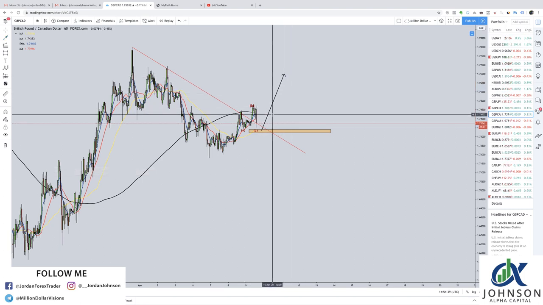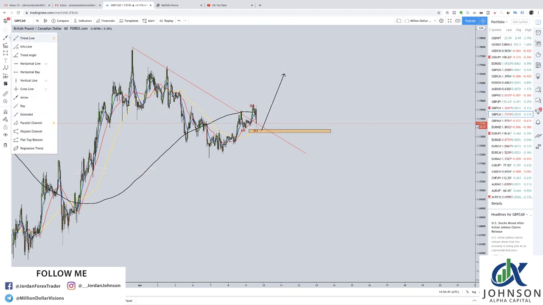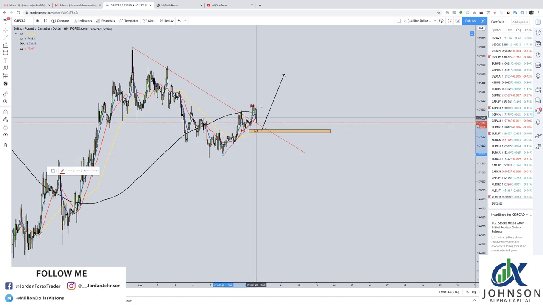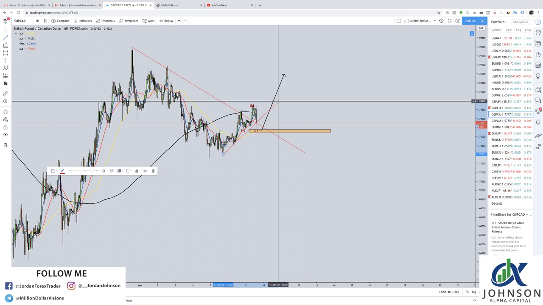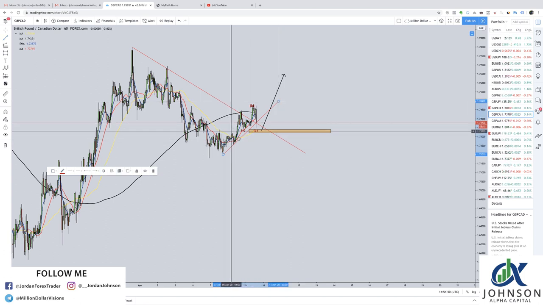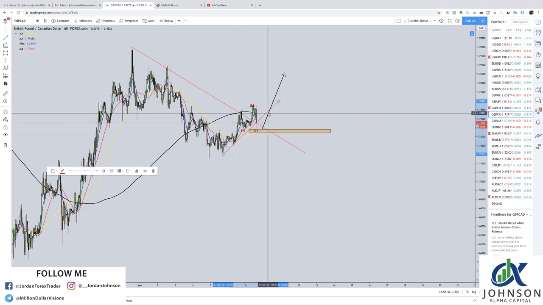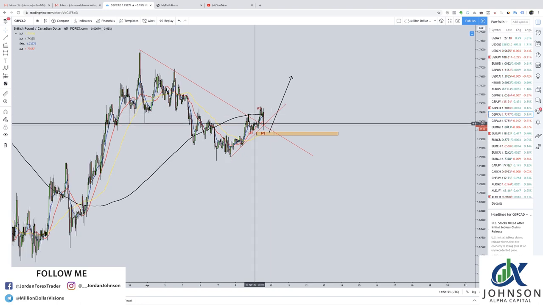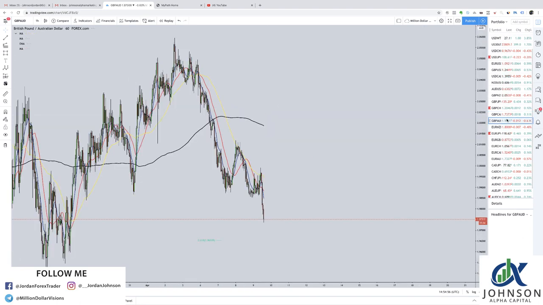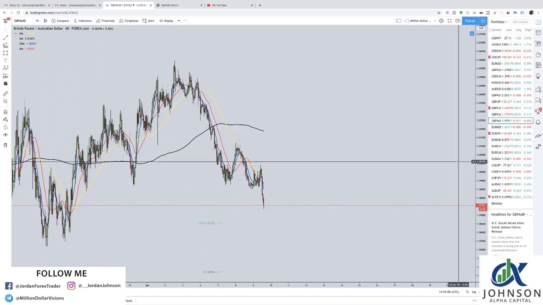Just look at that. I might like this one a little bit better, actually. If you get a break here, I don't know. I'm kind of indecisive on pound CAD. I'm gonna look at that, analyze that later. If I see anything, I'll send it out.